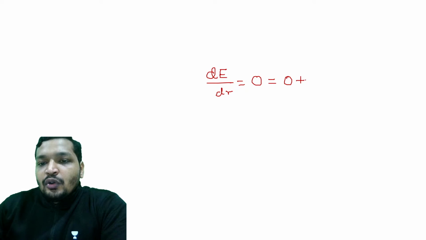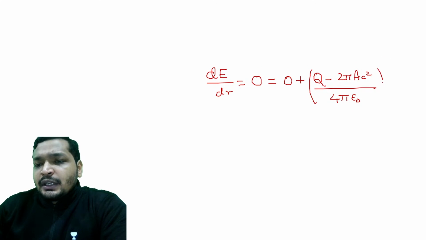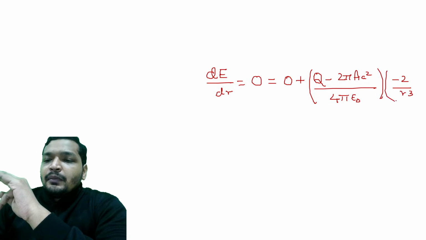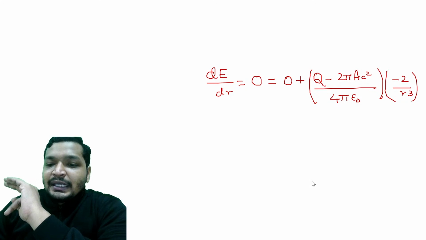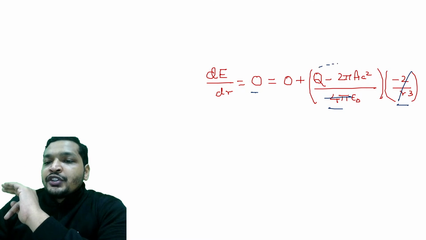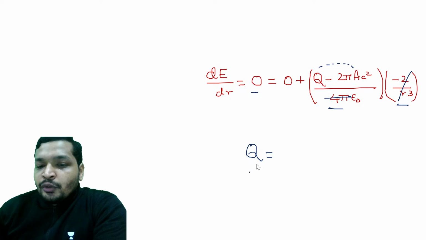So what did we have? We had dE by dr is equal to 0, is equal to (q minus 2 pi a square) divided by 4 pi epsilon naught, after differentiating, times minus 2 divided by r cube. This should be 0. These terms can be directly cancelled out when you are equating them to 0. What is left over? This term should be 0. Anyway, this will go off while you're calculating them. So q minus 2 pi a square is equal to 0.